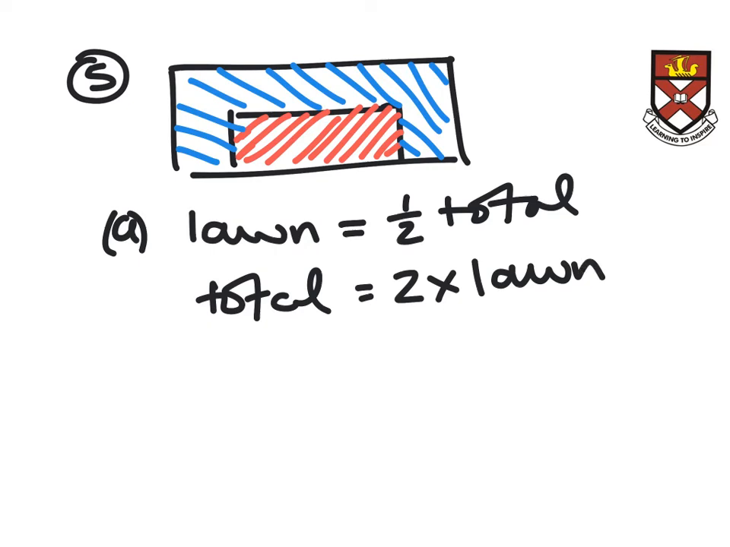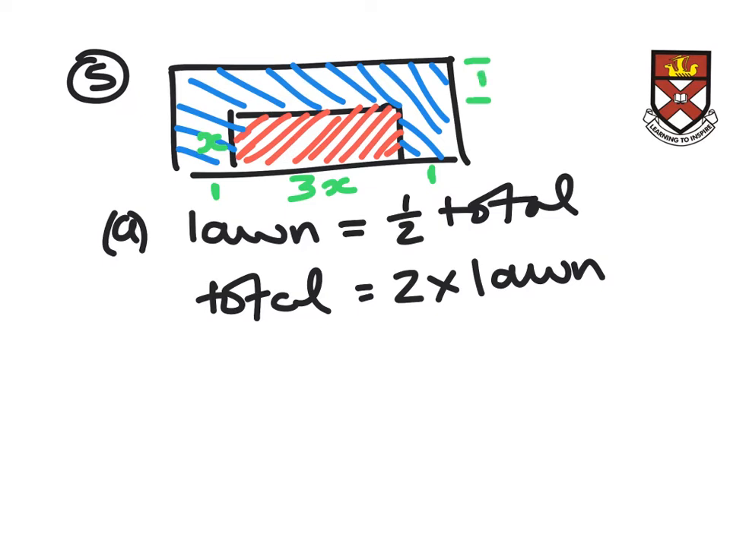We know from the question that this side here is x. We know also from the question that the length of the lawn is 3 times that, so we know the length of the lawn is 3x. We know this is 1 and this is 1, and then we also know that this distance here is 1 because the path's 1 wide.